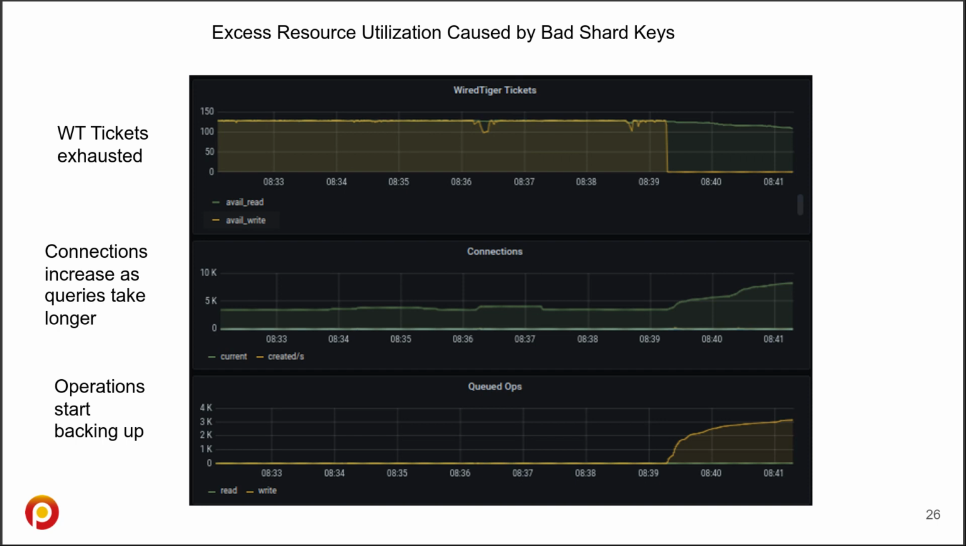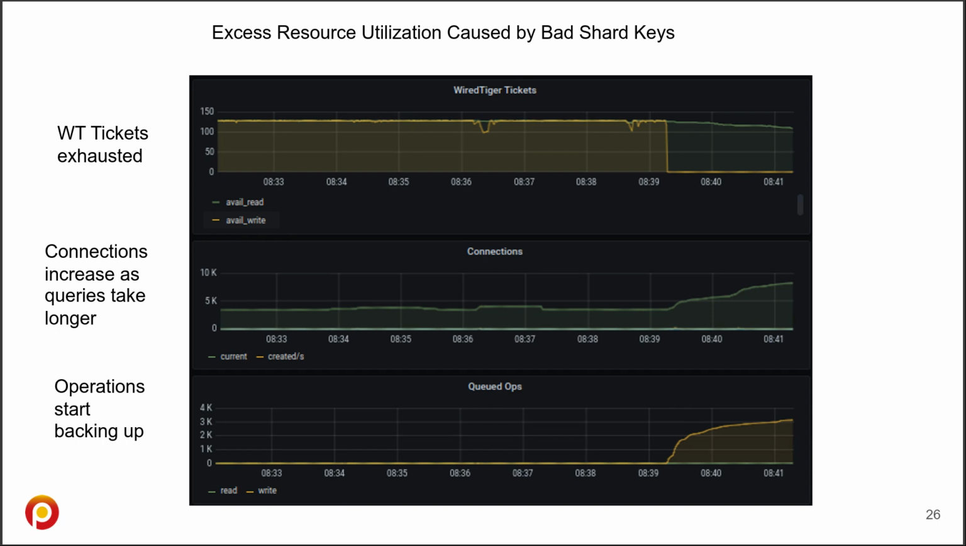The first thing, as we know, is that MongoDB works with tickets. We have 128 for reads and 128 for writes by default. This can be changed, but it's not the topic of this webinar. And here, at around 8:39 and a few seconds, the number of write tickets went down to 0. That is because the shard was receiving a lot of operations that were not using the shard keys, and a lot of data had to be fetched from the disk and written as well.